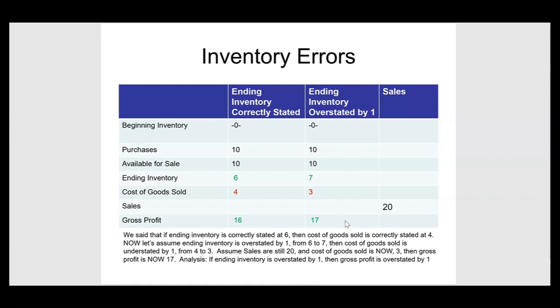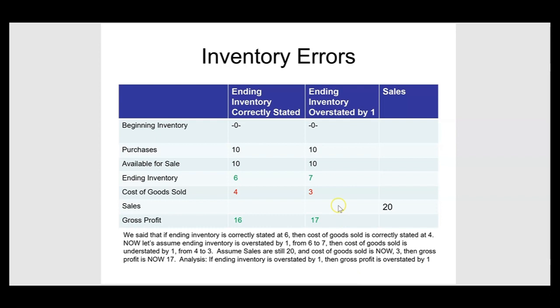Companies know that the easiest way to manipulate their profit is to overstate their inventory. If they overstate inventory, they overstate profit. Why? Because it makes cost of goods sold go down. And all we did here to overstate gross profit by 1 was to overstate ending inventory by 1. And all the relationships that we expected still exist.